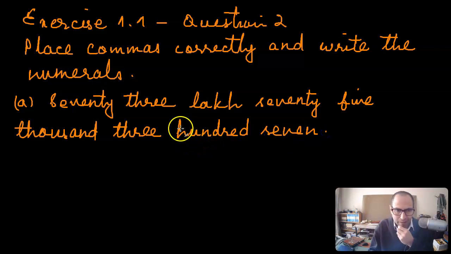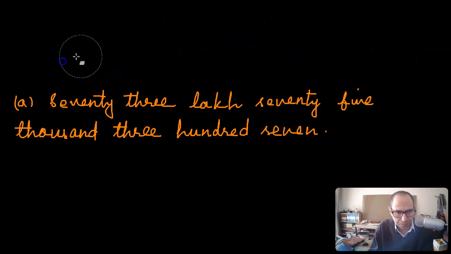Okay. Now, the number has been given in words and you want to write it in numerals. In order to do that, of course, you need to know the place values, and it would be a good idea to actually do the table over here. If you can do the table from memory, that's very good. But in case you can't, you can make a dummy number.